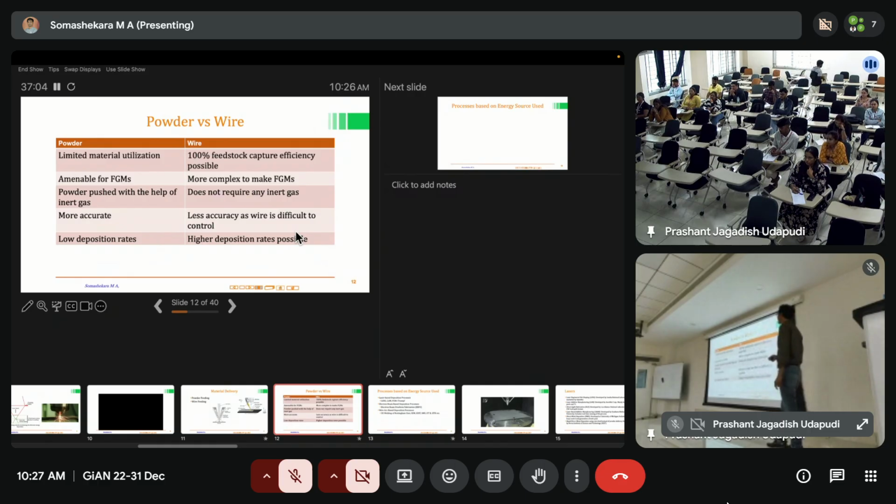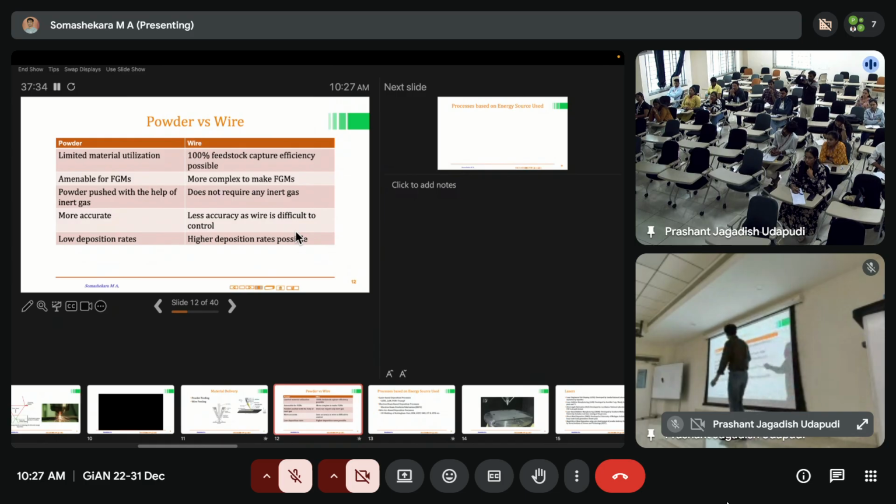So here it is more accurate, the reason being, usually you will find the size of the powder is less than 100 micron, or sometimes 82 or between that range. So it is easy to control, and then here it is difficult to control the wire, right? Sometimes you have the bending issue when you push the material. So anywhere it gets stuck, it means your melt pool may not go well, right?